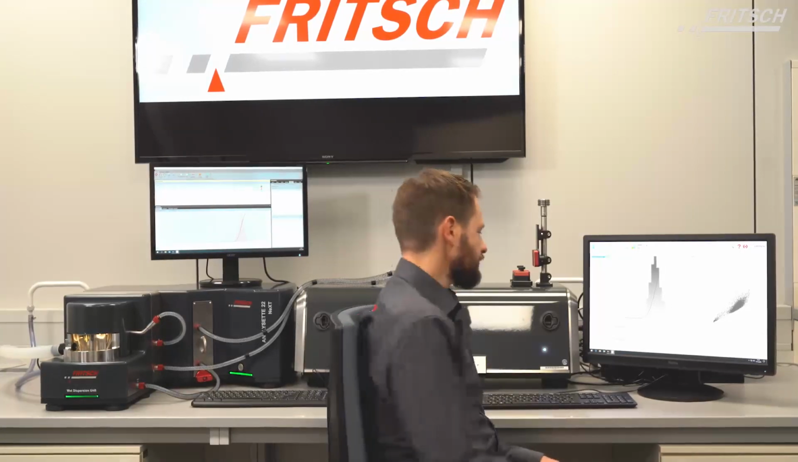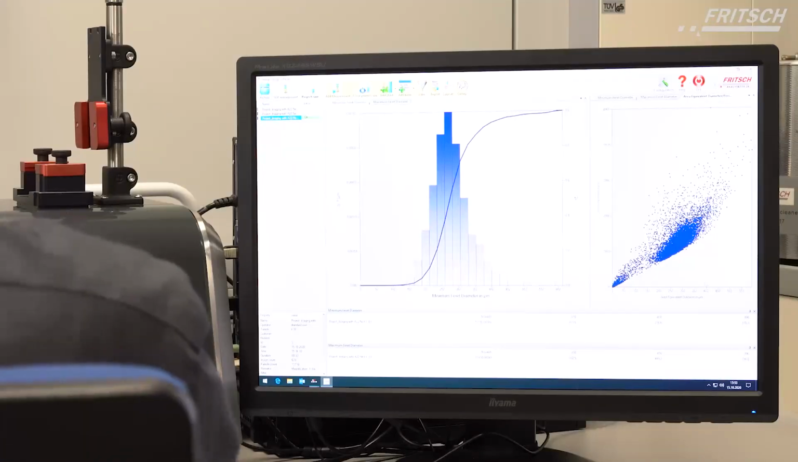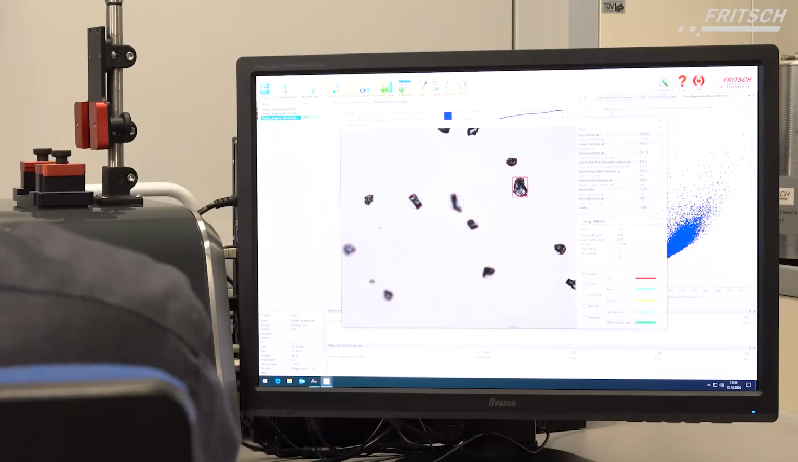Some of the advantages of such a system are that you can verify your results of laser diffraction by the results of the image analysis. Additionally, you have the opportunity to look at a vast variety of parameters in the software of the A28. Also, it is possible to check every single particle that was measured by the A28 and look at an image of it.